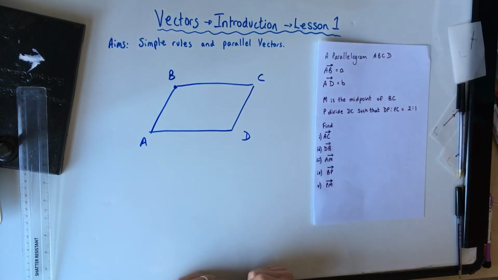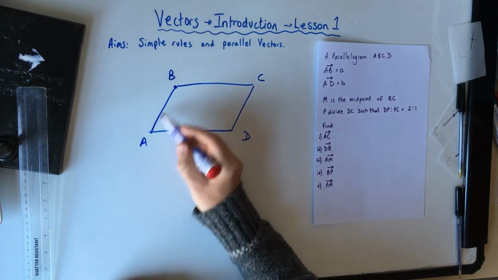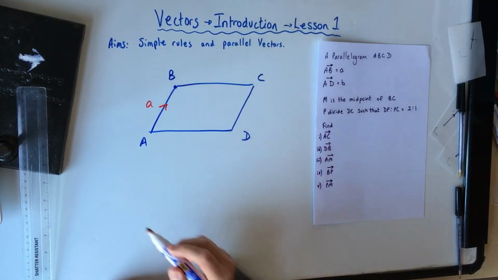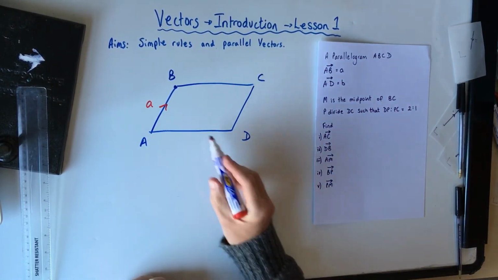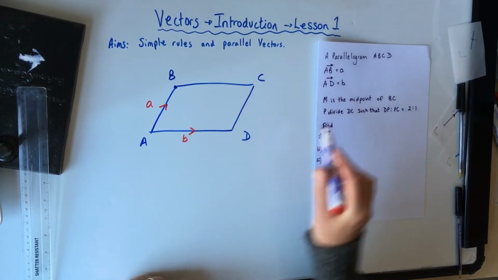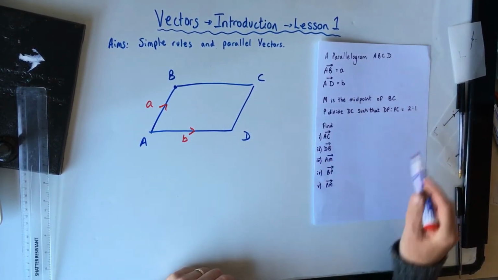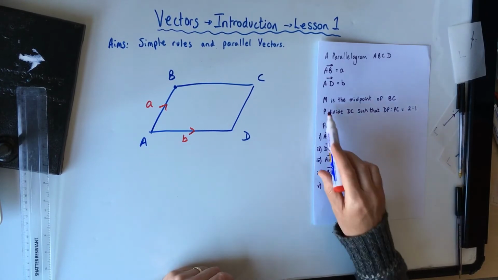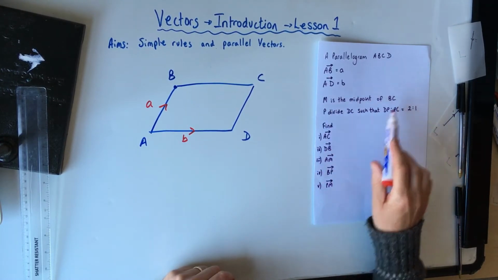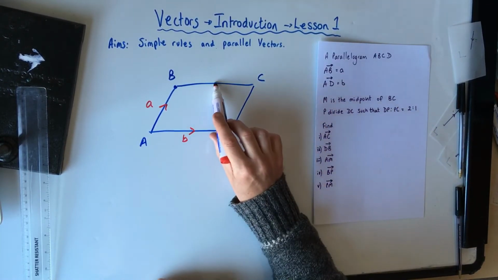Now I'll look at this. A to B, let's label it up now. A to B, so there to there, we call that a, and A to D, that would be b. Now this is interesting. I've used a language that you see in textbooks. M is the midpoint of BC. BC, so the middle there.